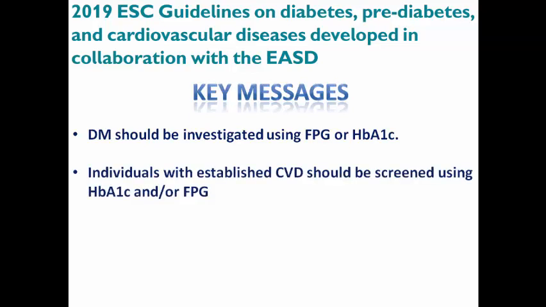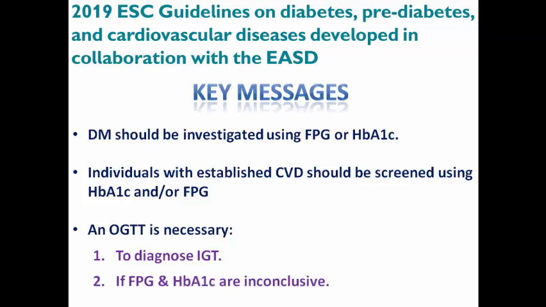For any cardiovascular patient, we should ask ourselves, is this patient diabetic or not? That's why he should be screened using hemoglobin A1C or fasting blood sugar, and it is better to have both of them. An oral glucose tolerance test is necessary in specific conditions, for example to diagnose impaired glucose tolerance or in case of inconclusive fasting blood sugar and hemoglobin A1C.